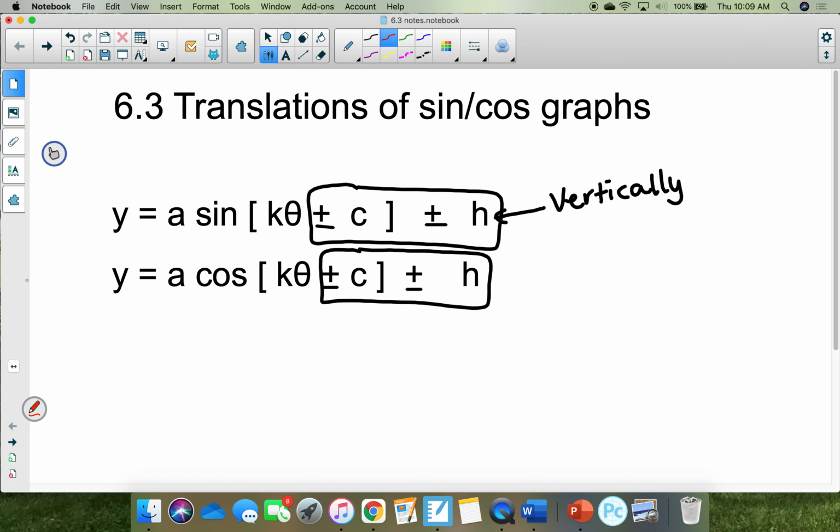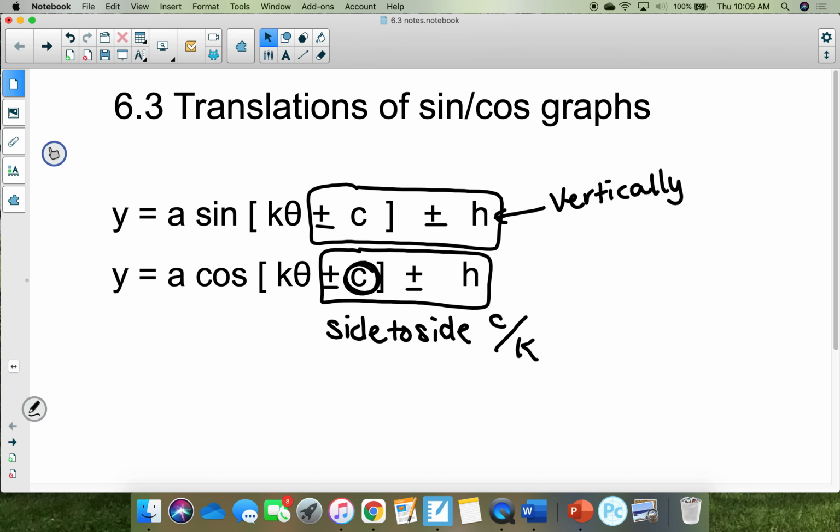And the c, this is the tricky part because a lot of, with parabolas and everywhere, if it's a positive, it moves to the left. If it's a negative, it moves to the right. But it moves side to side, not just c. C divided by k. So we'll just go over about 3 examples and hopefully you understand how to do this.